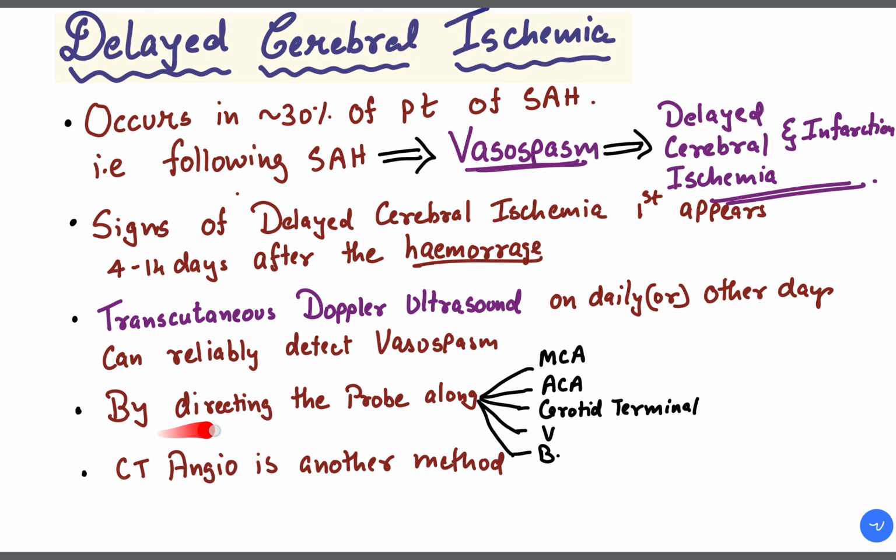So, by directing the probe along the middle cerebral artery, anterior cerebral artery, carotid terminals, vertebral artery, and basilar artery. Okay. And then CT angiography is also another method to detect cerebral ischemia if going on.